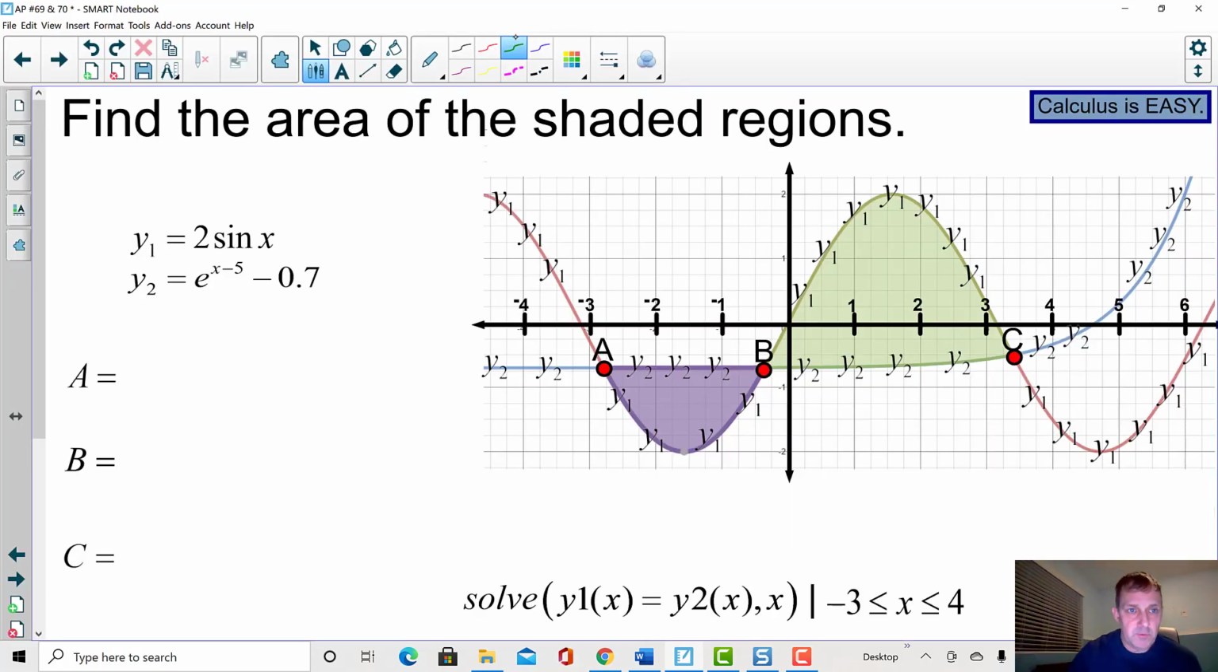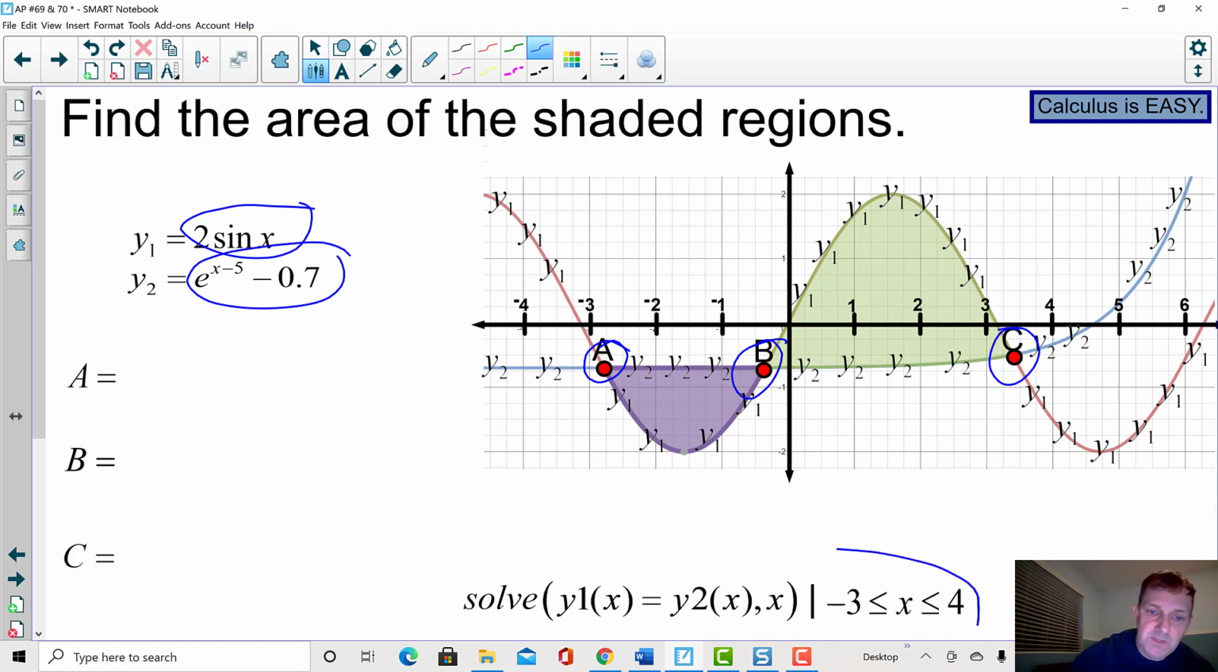Okay, for this example, we're trying to find the area of the shaded region. One of the things I want you to notice is that the top function over here is y2. However, the top function over here is y1. So the top function changes. Also, we have to find these x values, a, b, and c. So we're going to have to solve where this function is equal to this function. We just did that on the last example. So we're going to do it again.